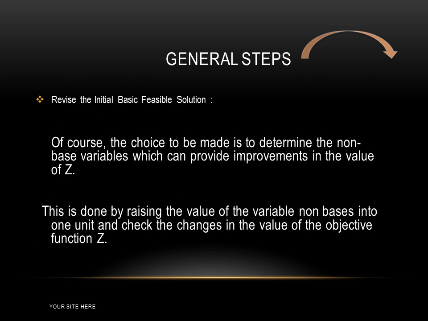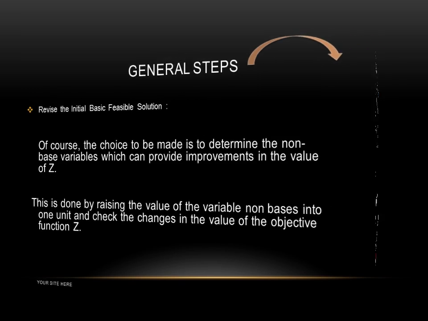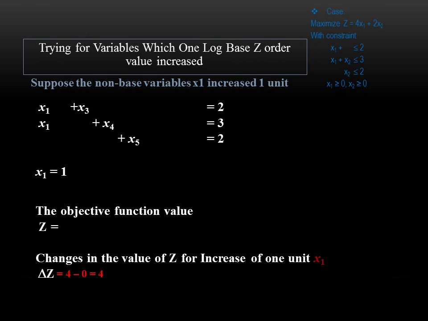So the general steps to revise the initial basic feasible solution. Of course the choice to be made is to determine the non-base variable which can provide improvement in the value of z. This is done by raising the value of the non-base variable by one unit and checking the change in the value of the objective function z. So now we are trying to see which variable increases the z value. So we want to increase one unit of the non-base variable x1.